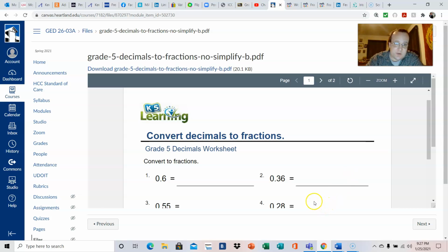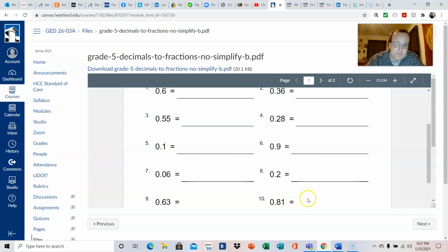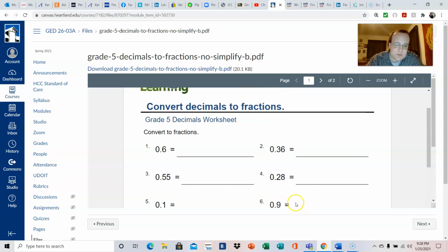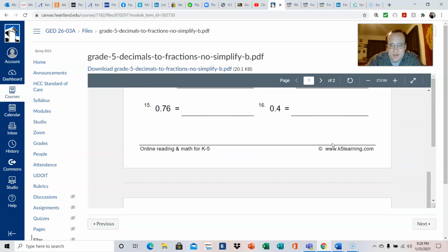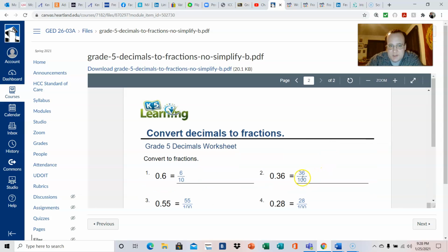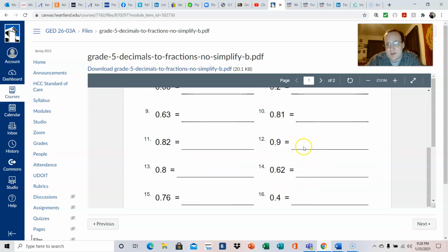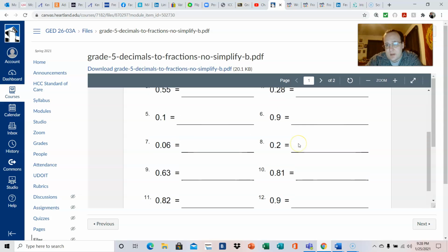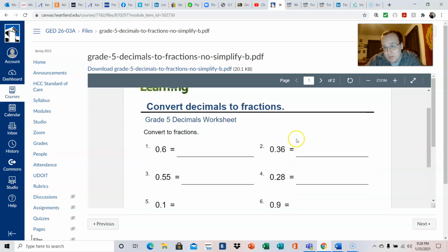So we need to practice converting decimals to fractions. Let's keep it simple here. So 0.36. 36 over 100. Now they might have simplified it. I haven't checked the answer key on this. Yep, 36 over 100. And you can simplify that further, dividing by 2.